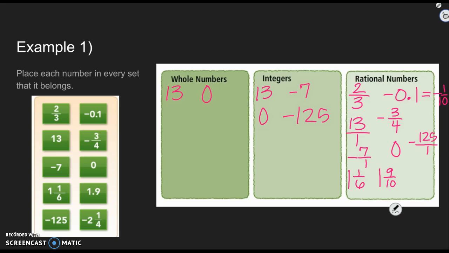Our final number is negative 2 1/4. It is not a whole number, it is not an integer, but it is a fraction, so negative 2 1/4 is rational.